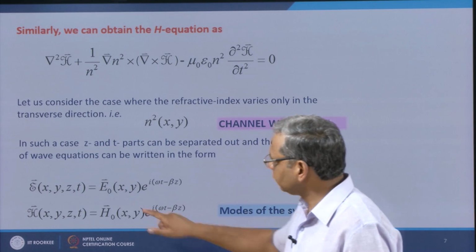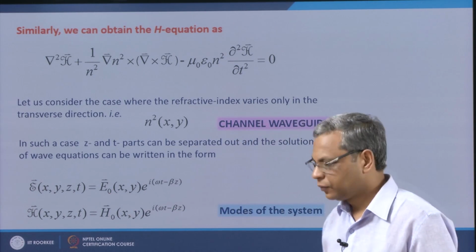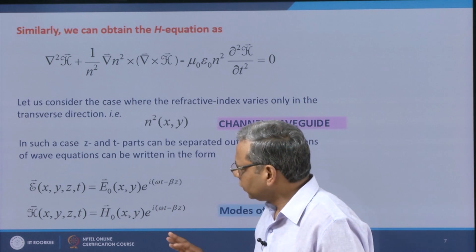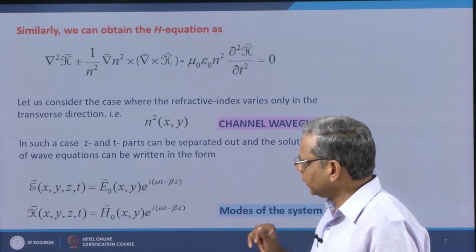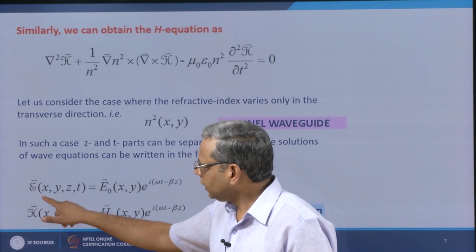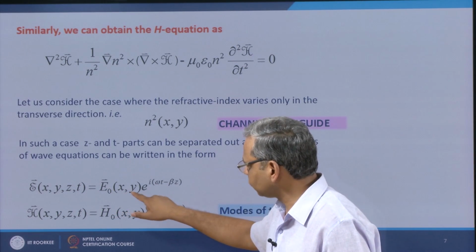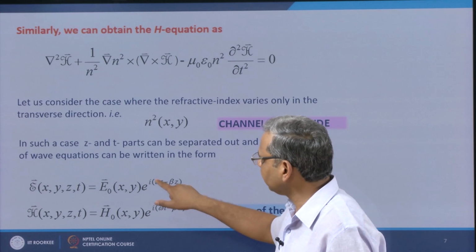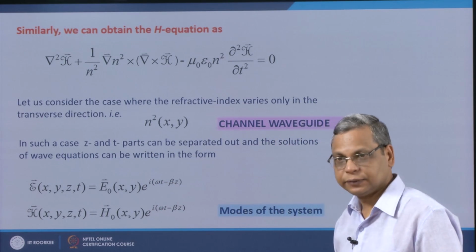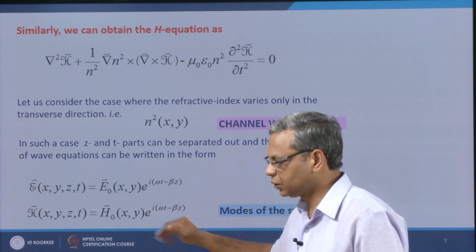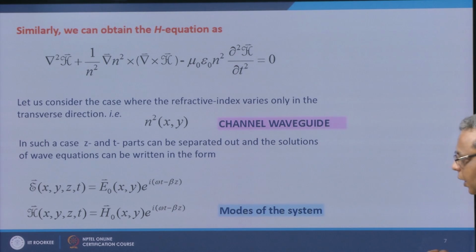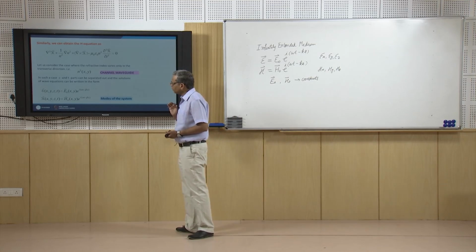So, I put it with E0. So, the associated electric field I can write as E of x, y, z, t is equal to E0 of x, y times e to the power i omega t minus beta z. Similarly, H. Now, what have I got?